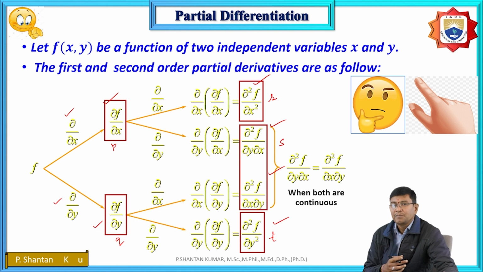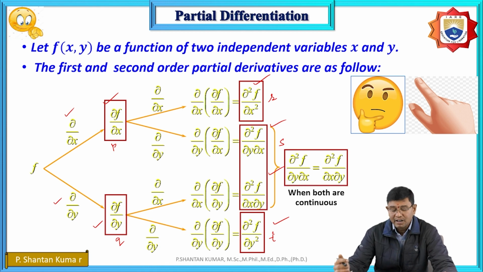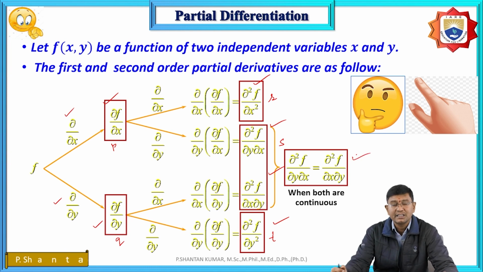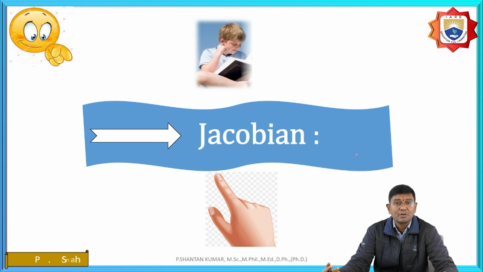This is the clear review of the partial derivatives with respect to x and y under the first and second order. And further, if the function is continuous, both mixed derivatives are automatically the same, that is, dou square f by dou x dou y is equal to dou square f by dou y dou x. And further, that is the Jacobian.